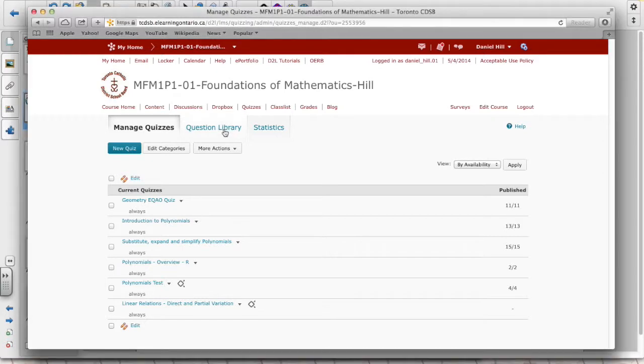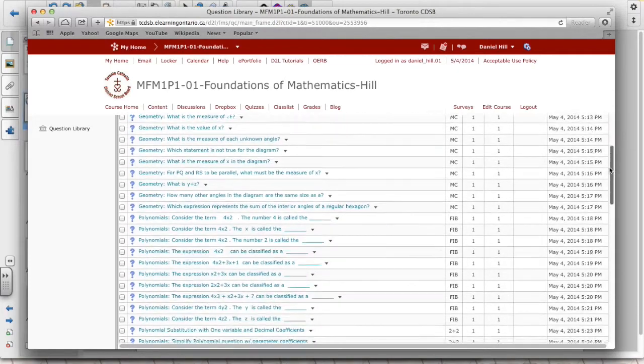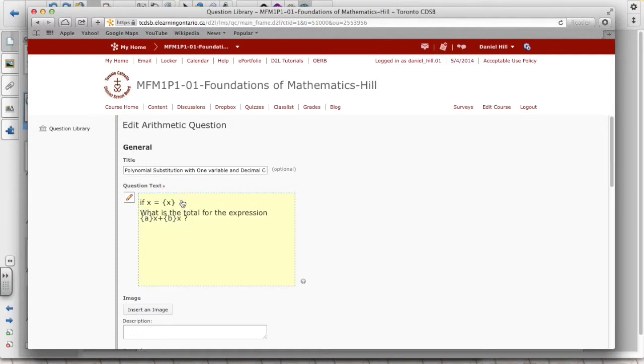So if I head into my question library, I think a fabulous way to create questions in D2L is to create an arithmetic type question. If I have a look at one of the ones I've made, this symbol, 2 plus 2, shows that it's an arithmetic question. If I head into my question, you'll see that I said, if x equals, and I have this parameter x, what is the total for the expression parameter a x plus parameter b x?